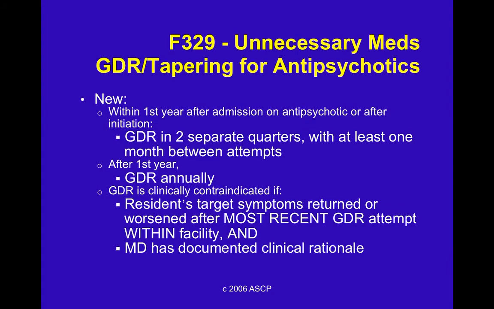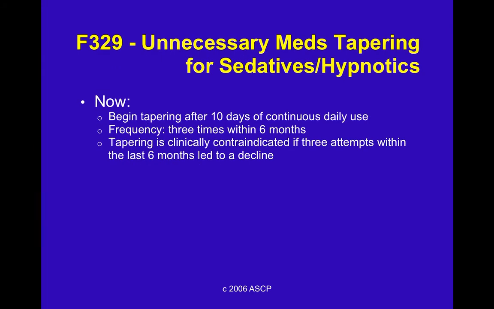And so, as I said before, within the first year after admission or initiation of an antipsychotic, there should be a gradual dose reduction attempt in 2 separate quarters with at least 1 month between attempts. And after that first year, we should try to do it at least annually. And a GDR is clinically contraindicated if their symptoms return, all right, or they worsen, and the physician has documented clinical rationale.